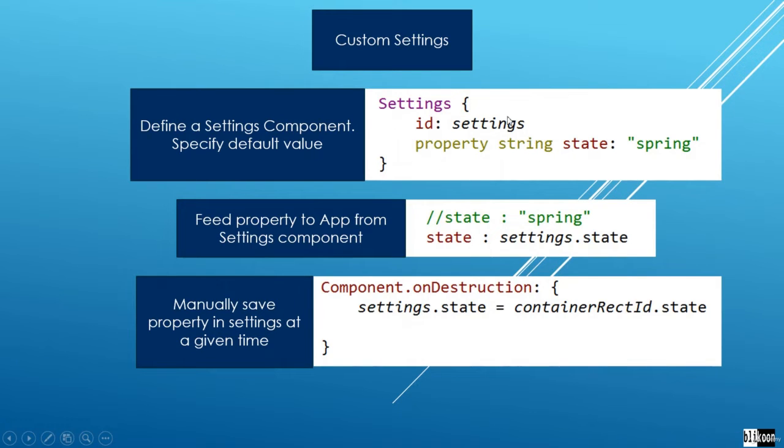After you define your Settings component, you have to feed the property in your application. Your application has to read the property from the Settings component here. And this is what we are doing. The state of our rectangle is coming from the Settings component. And whenever the state changes in your application, you update the state here. And after you do that, you have to decide on when to save your data. In this case, we are saving the data when the component dies, but you can do it whenever you want. For example, you can do it when a user presses a button or wherever really in your QML application.